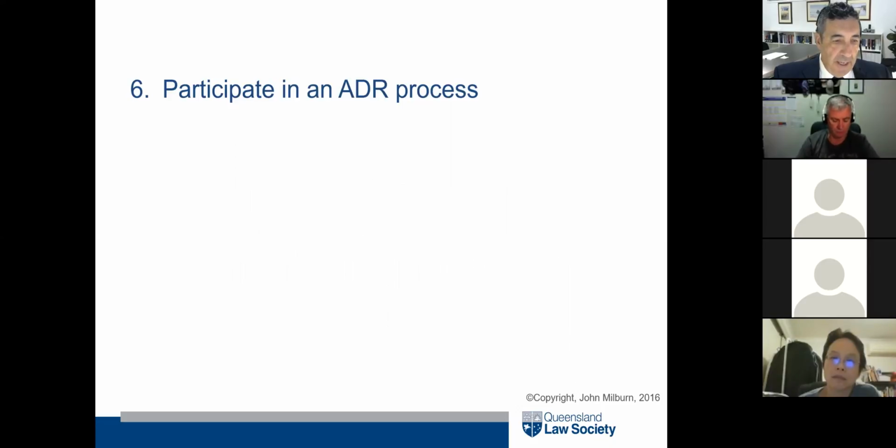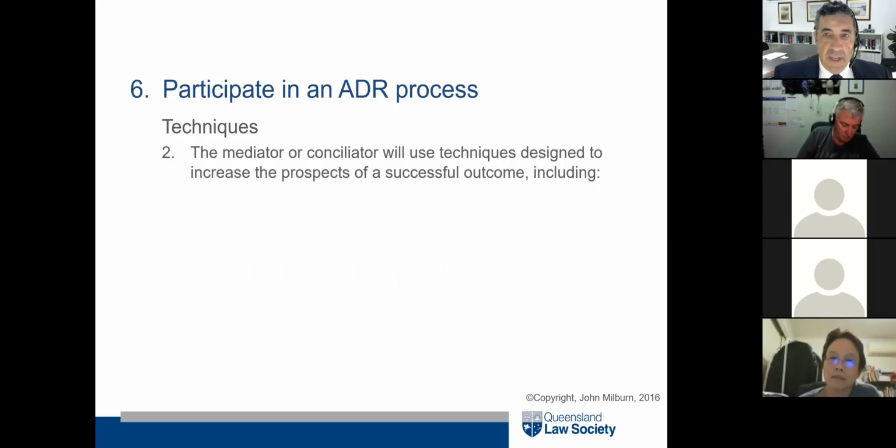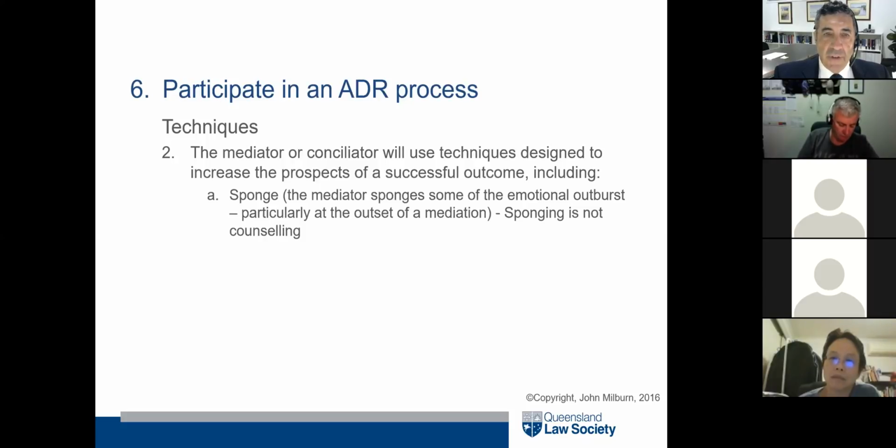So when you're participating in the ADR process, you need to develop some questions, you need to develop some techniques. So what are some of these techniques that we discussed last week? The mediator will use different techniques to increase the prospects of a successful outcome. Now, the first one that you're likely to come across, as we discussed last week, is sponging. It's where you're going to accept some of the emotional outburst, particularly at the outset of the mediation. It's not counselling, it's, as the name implies, absorbing. So practice that skill if you can. Always actively listen and acknowledge. That's an ongoing skill throughout the process.